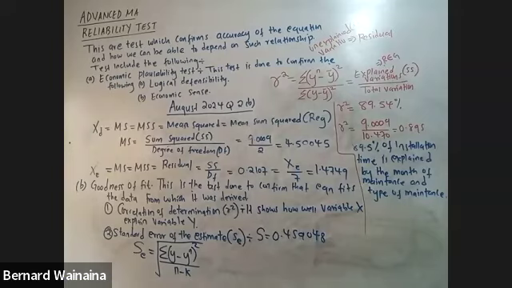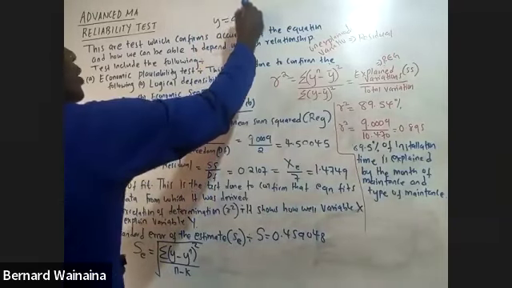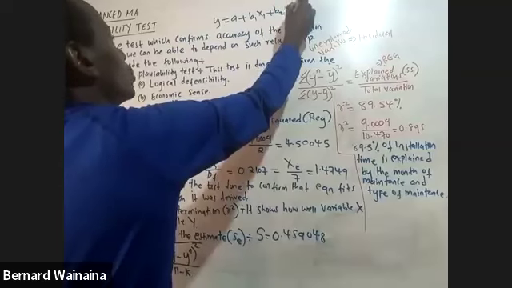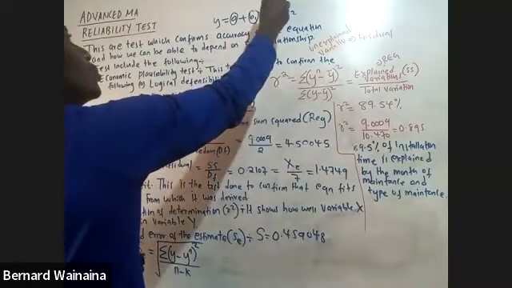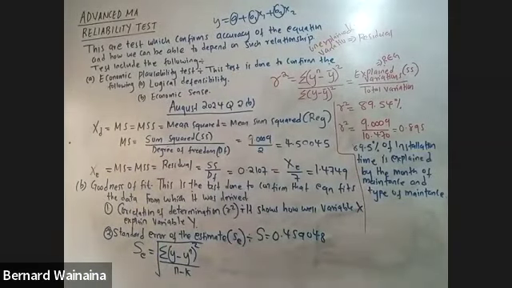For example, kama equation inakaa hivi, y is equal to a plus b1 x1 plus b2 x2, then k will be equal to 1, 2, 3. The number of calculated variables are the constants. So that is what we call the k. So that is the calculated values. N is the total observation.